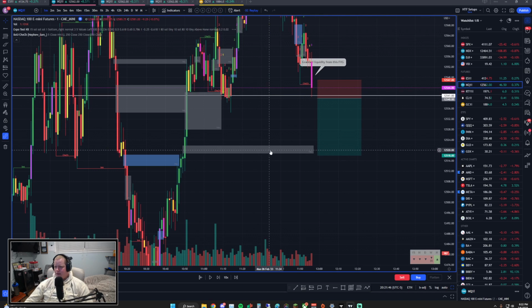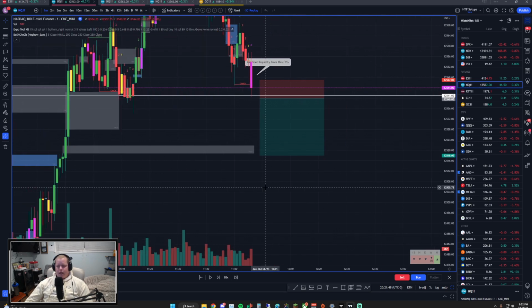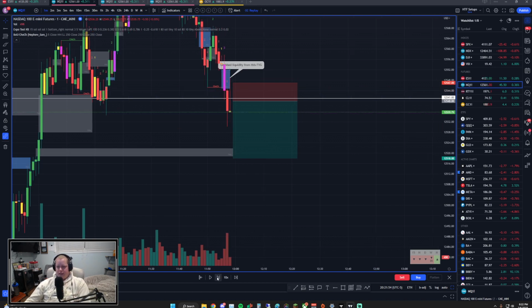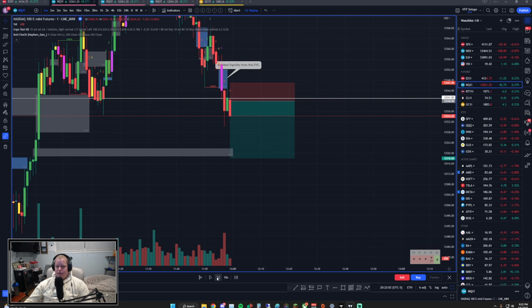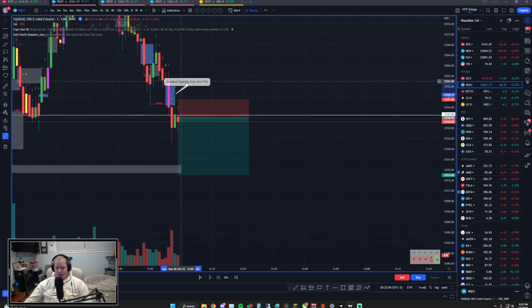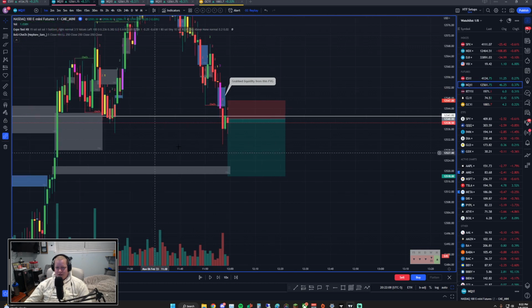So here is NQ. This was a trade I took in the middle of the day, right around lunch hour, which again, I typically am done by 11 o'clock. But in this case, I was just riding along and was able to see this play. So this was just a fair value gap trade.